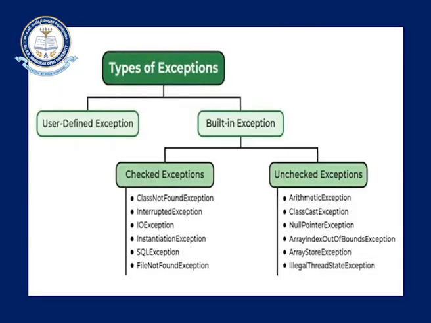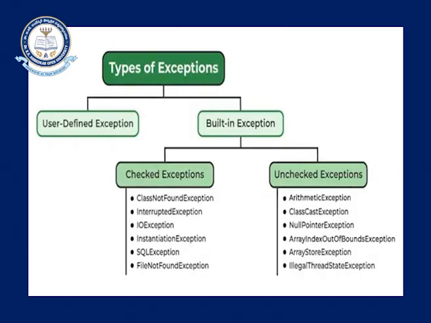So this is the diagram. It displays the types of exceptions: user-defined exceptions and built-in exceptions. User-defined exceptions means whatever exceptions we create ourselves. Built-in exceptions are already built into the compiler, which will give some exceptions. Built-in exceptions are again of two types, checked exceptions and unchecked exceptions.